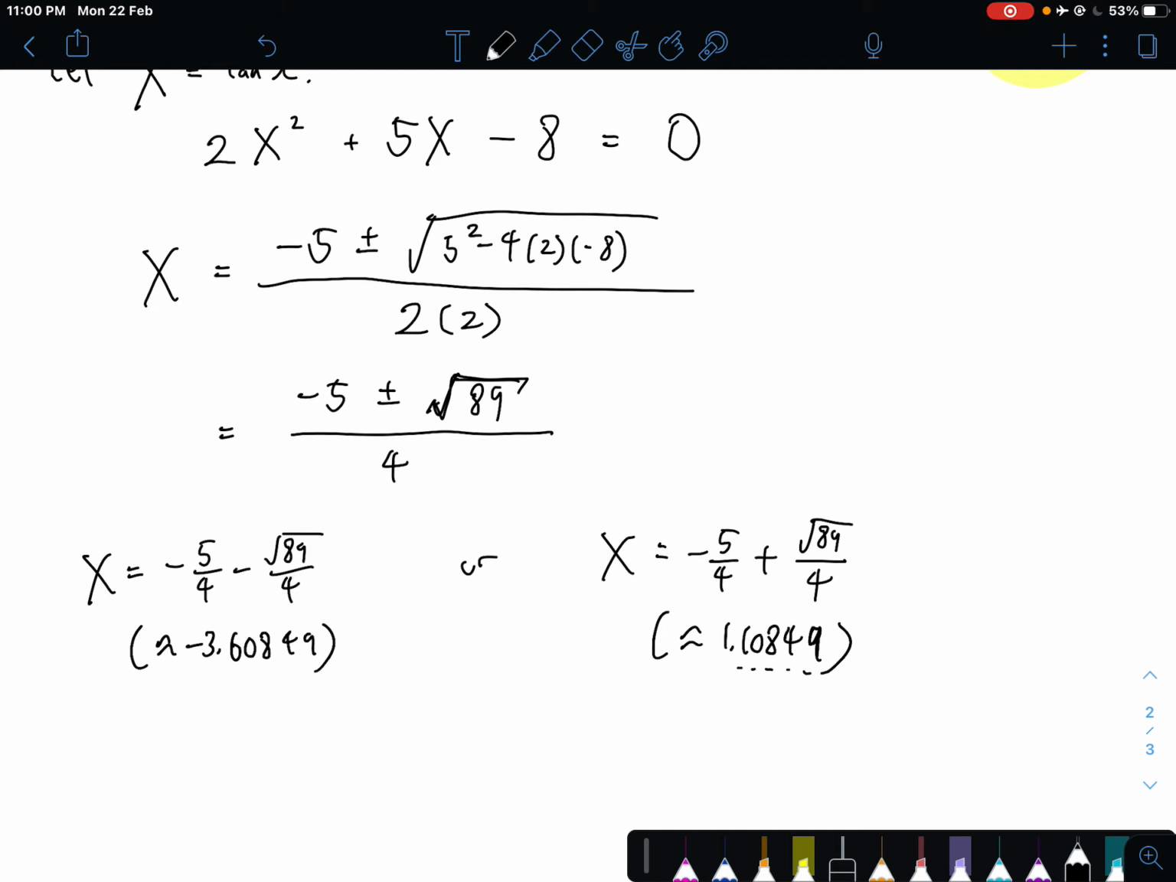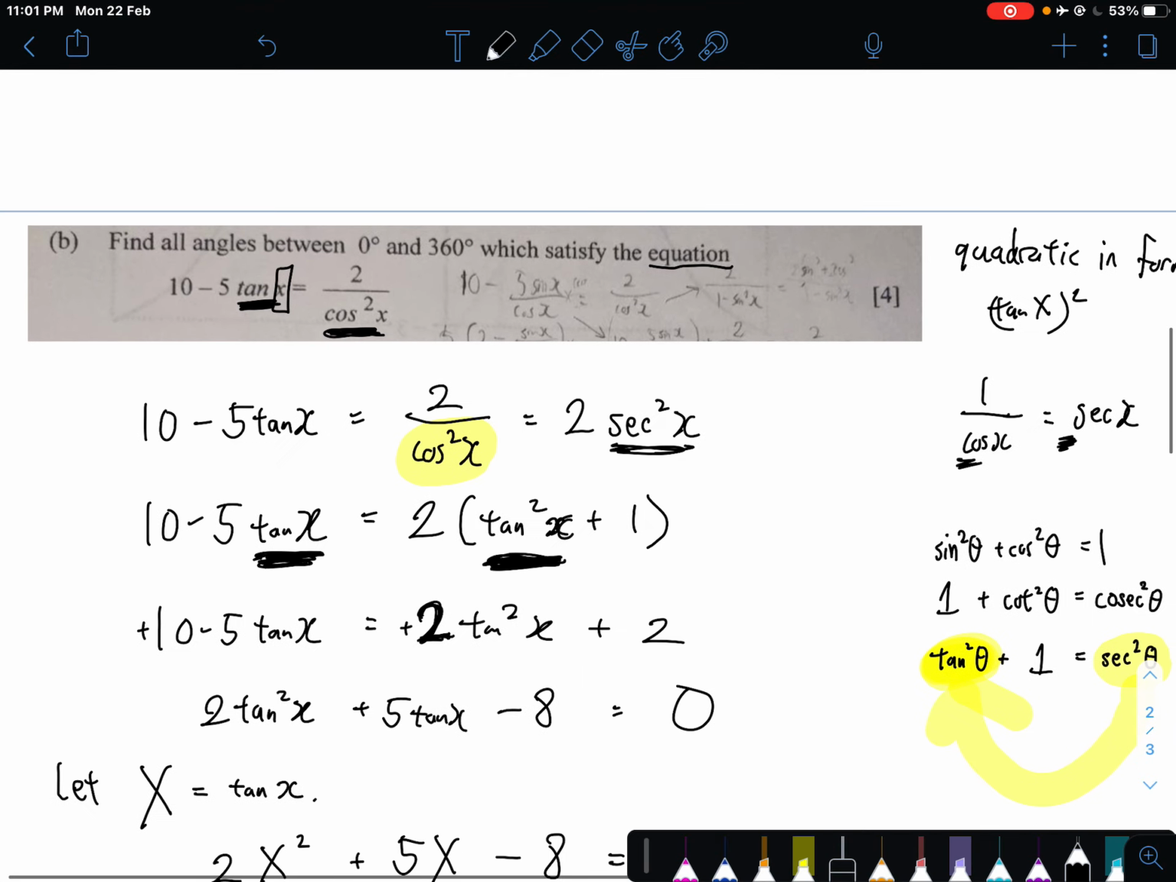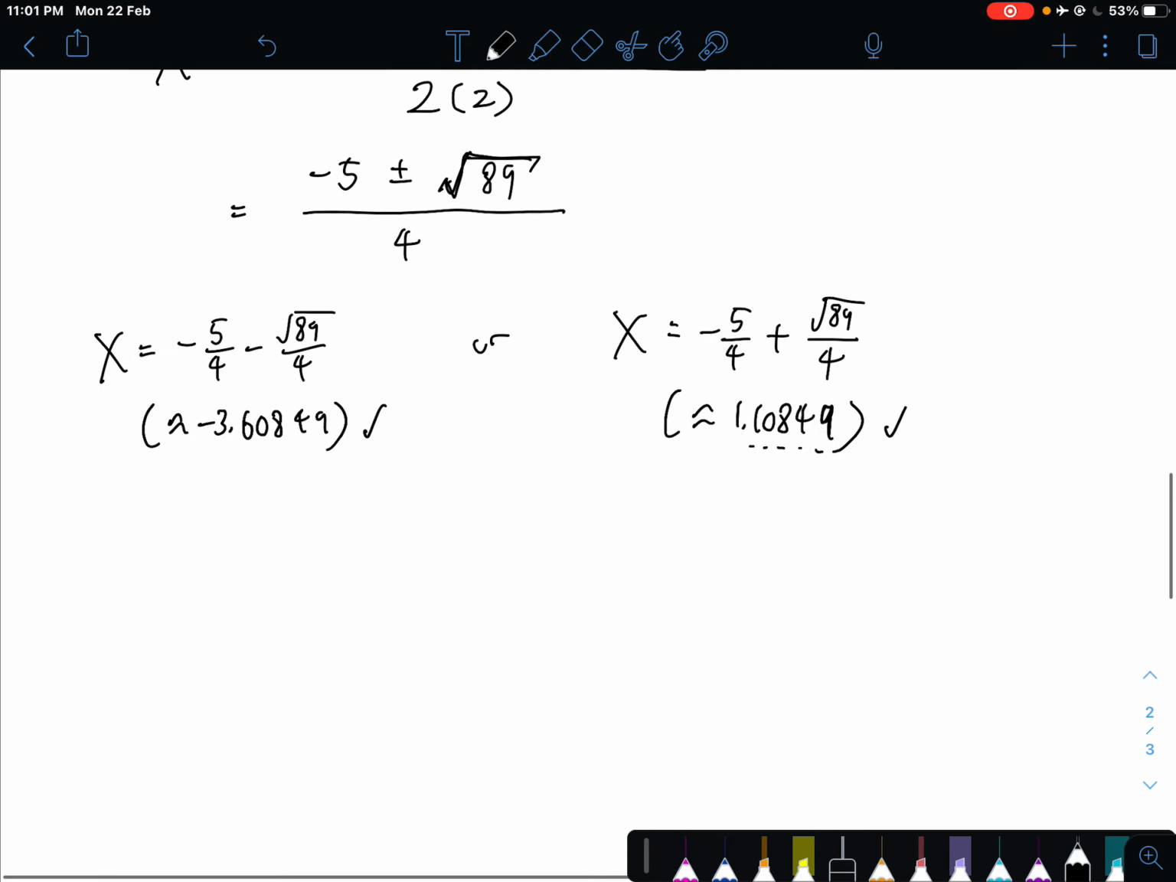Now, two different cases here. You have x being negative or x being positive. We are not done yet because this is a capital X, and at the very beginning we were trying to solve for a curvy x, which is in terms of tangent x. Right, we made this substitution, don't forget. So now what we have to do is substitute back.